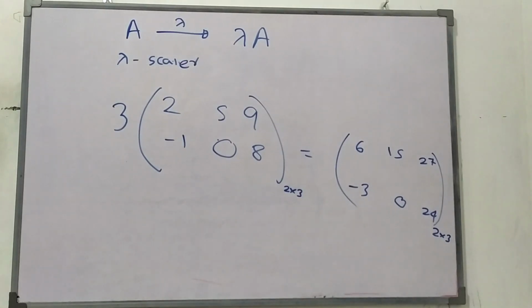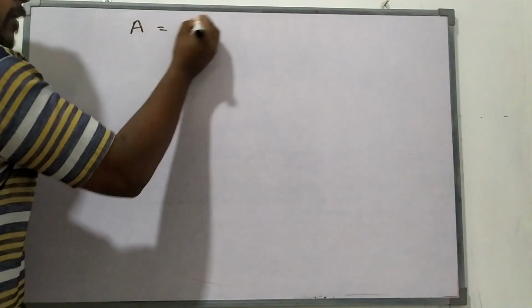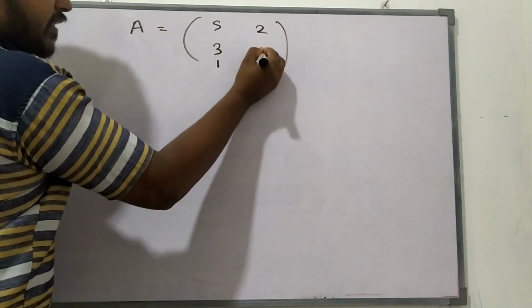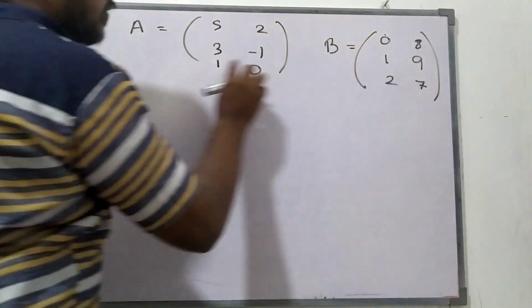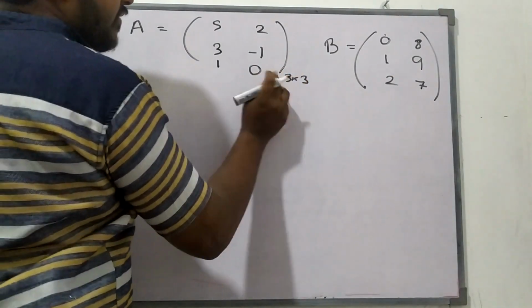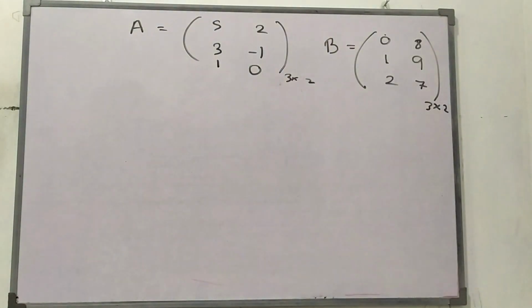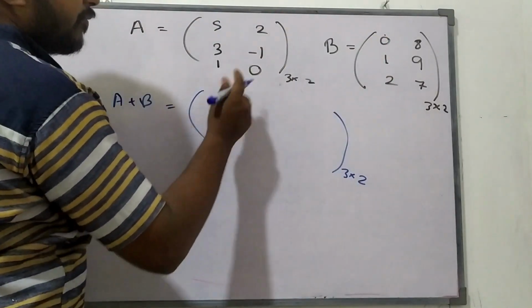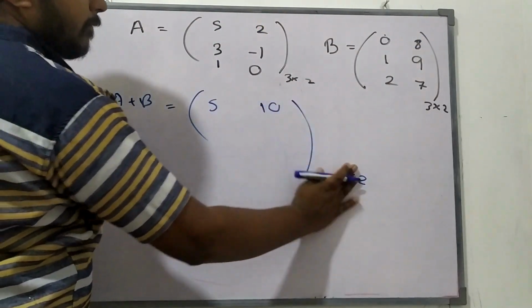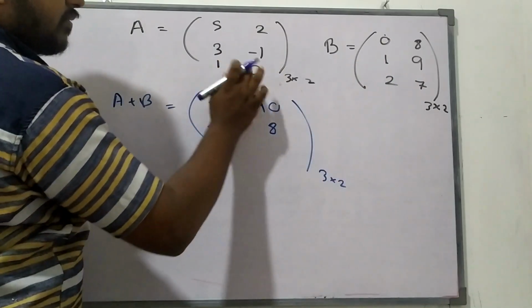Let's look at the definition of the addition of two matrices. So what is the addition? Assume we have a matrix A: 5, 3, 1, 2, minus 1, 0. And B: 0, 8, 1, 9, 2, 7. The order should be the same to add or subtract, right? So what happens if you add A plus B? You will get again a 3 by 2 matrix. 5 plus 0 is 5, 0 plus 8 is 10, 3 plus 1 is 4, minus 1 plus 9 is 8, 1 plus 3 is 3, 2 plus 0, 7 plus 7.